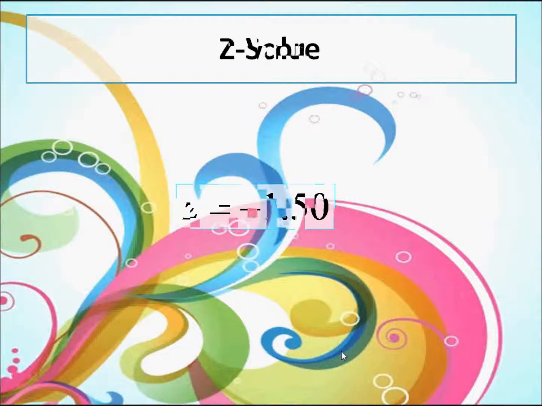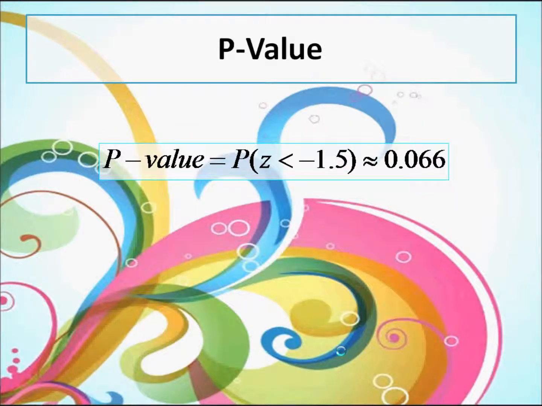Now that I have a z-score, I can find my p-value. My p-value is the probability that z is less than negative 1.5, because that's based off my alternative hypothesis, and I find that it's approximately 0.066.